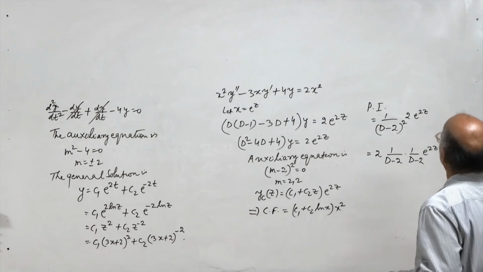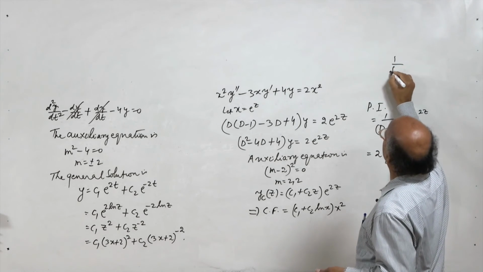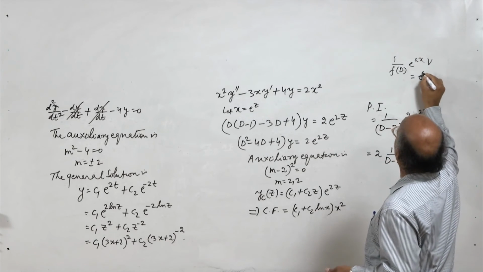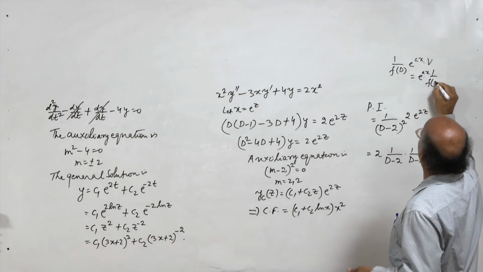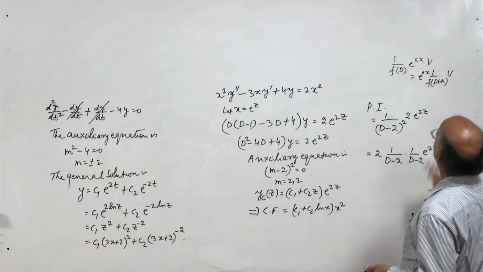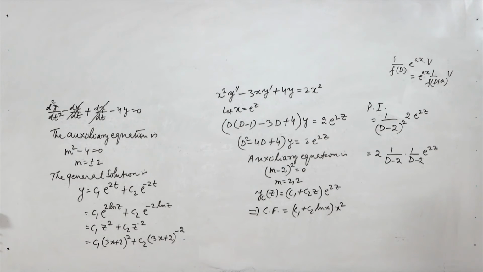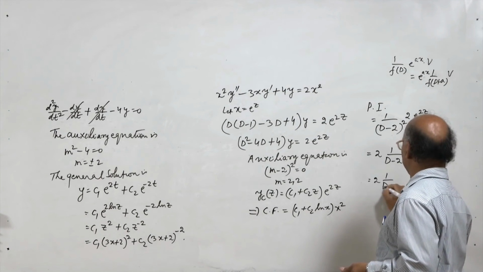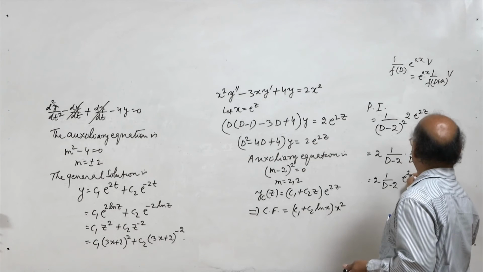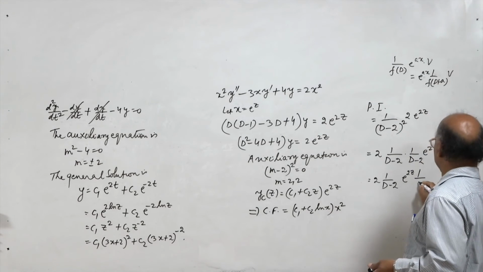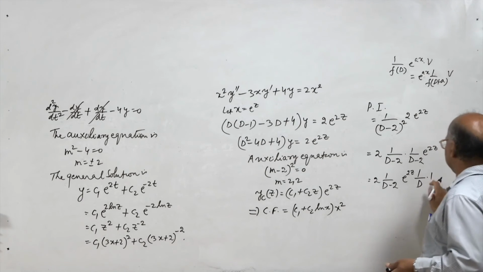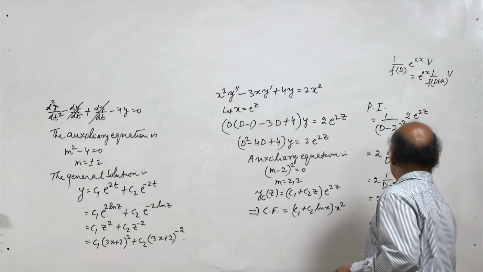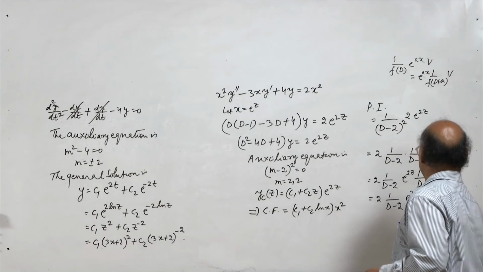Now, let us apply the formula 1 over f(D) e to the power ax into V, where V is a function of x. So, e to the power ax comes out. In case f(D) becomes 0 on replacing D by a, we apply this formula. So, this is equal to 2 times e to the power 2z times 1 over (D + 2 − 2)², so D² operating on 1. This means 1 over D means integral of 1. So, we get z.